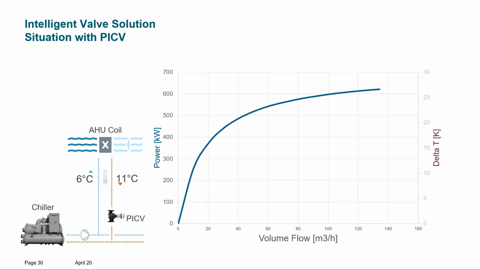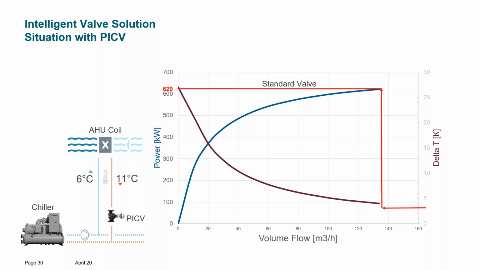Why is that? Quite easily, this is the performance curve of a coil. This is the power over the volume flow through a cooling coil with a certain dimension, with a certain sizing. And this is the resulting delta T from this volume flow and power distribution. On the right axis, we see the delta T with this red or purple line. Delta T is decreasing with increasing power transmission, down to the design point and even lower.